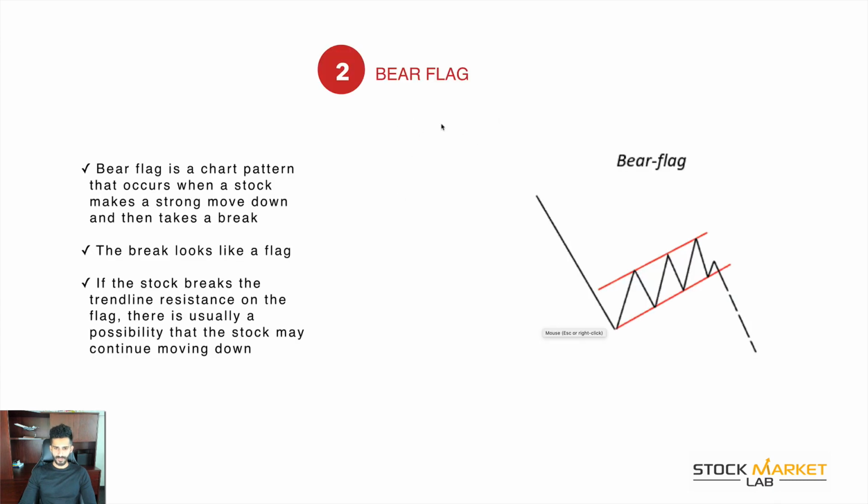Next, we have a bear flag. A bear flag is the opposite. Bear flag is a chart pattern that happens when a stock makes a strong move down and then takes a break. So basically, a stock makes a strong move down and then takes a break, right? Looks like a flag-like pattern. You can see the pole, the flag, right? If the stock breaks the trend line support on the flag, there's usually a possibility that the stock may continue moving down. If it breaks this support level, there's a high probability that it may keep moving down.